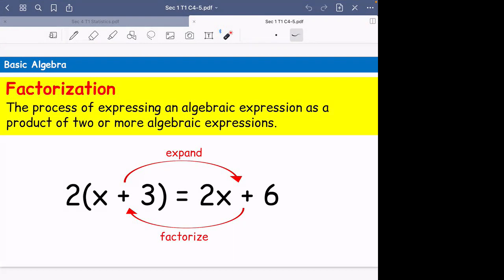Expansion. Okay, so if you look here, let's say you're given 2 times x plus 3. So we know that when we expand, we multiply 2 to x and then 3. So you will get 2x plus 6. Now, in factorization, you're given 2x plus 6, right? And your answer here in factorization, when it's asking you to factorize something, is the opposite, this one.